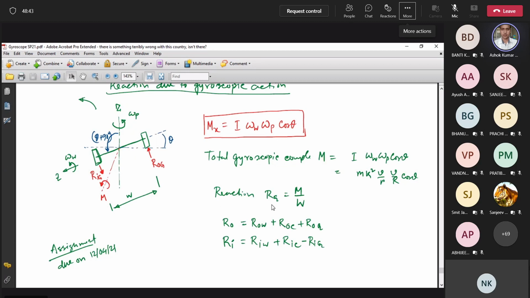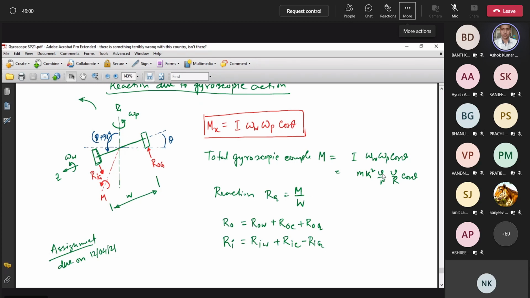So what is the reaction then? Simply, these are the two forces which are creating the couple for this gyroscopic action. These two reactions are equal and opposite. So the reaction Rg multiplied with W must be equal to M.